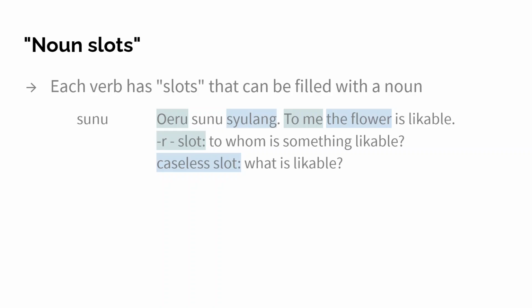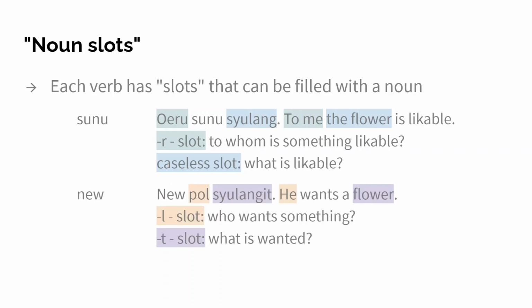Or another example with the verb neo, if we use it as a normal transitive verb and not as a modal verb, then we have also 2 different slots. First of all, the L slot, who wants something, in this case Pol, neo Pol siulangit, so he wants the flower, who wants something, he. And we have a T slot, what is wanted, in this case the siulangit, because he wants a flower.